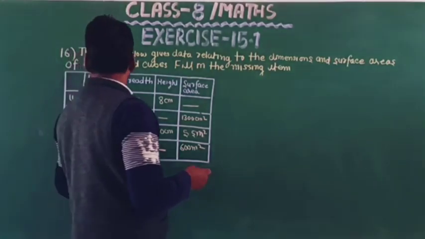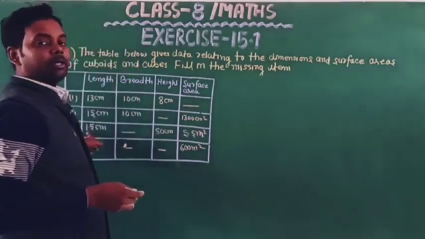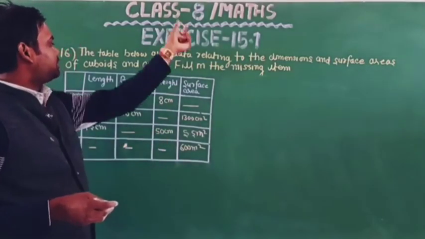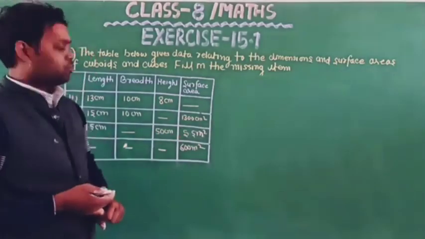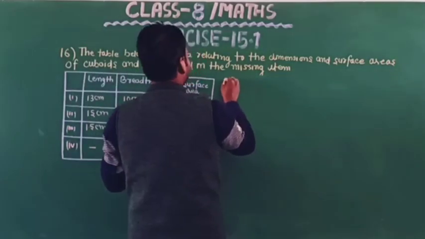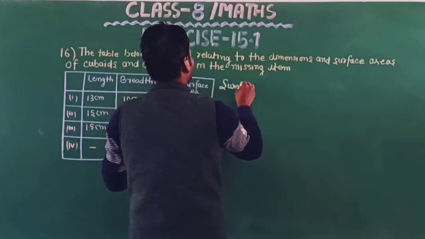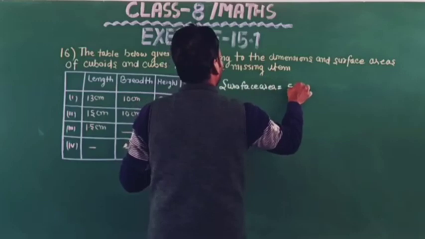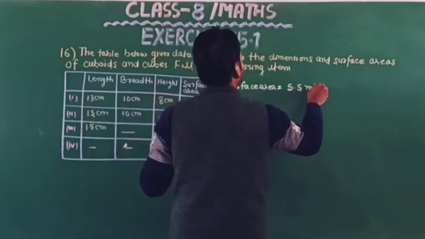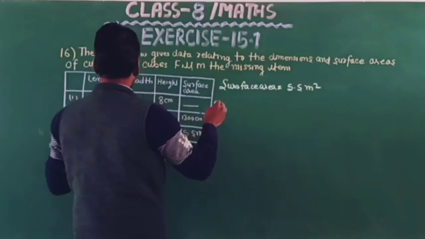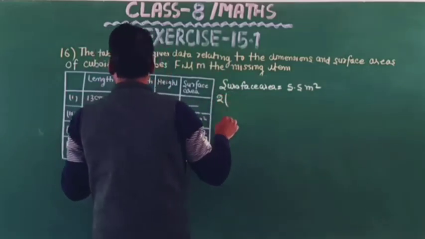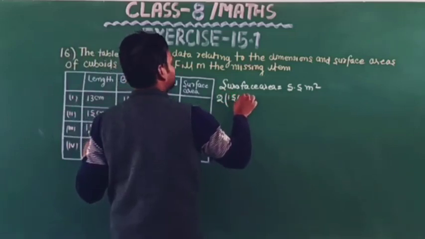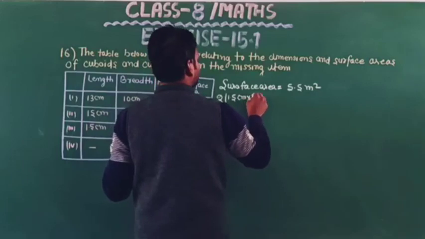Now move to the third part. The length is given 1.5 centimeter, breadth is missing, height is 50 centimeter, and surface area is given 5.5 meter square. So we know the surface area is calculated by 2 into LB, where L is 1.5 centimeter into breadth, and breadth is unknown.